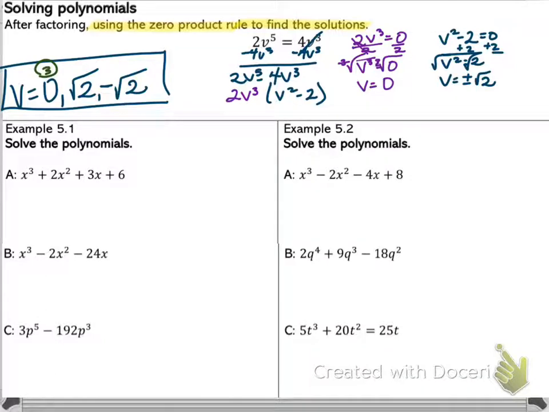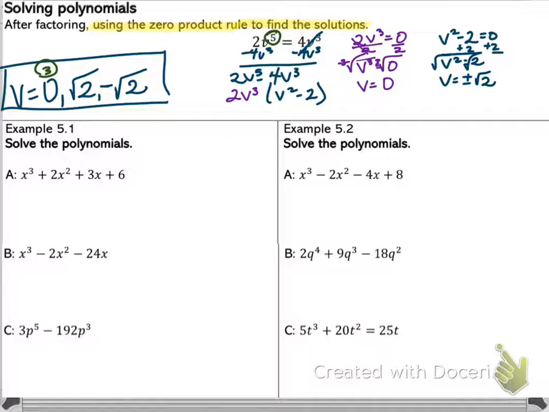Because in honors, we talk about how our highest exponent here, that's how many answers we should have. So I should have 5 answers. I have, if you will, 3 zeros, a positive square root of 2, and a negative square root of 2. So that's a total of 5 answers. So I know I did this correctly.